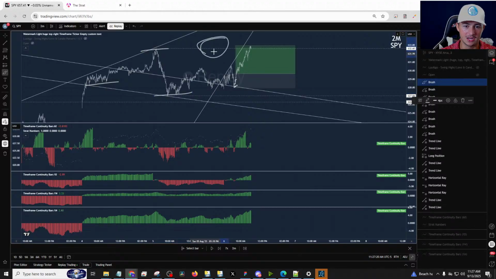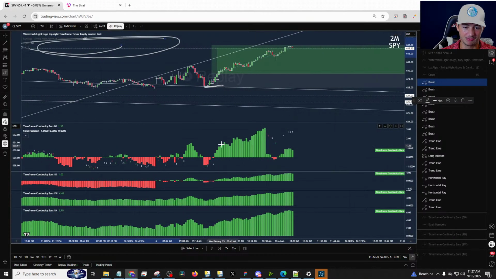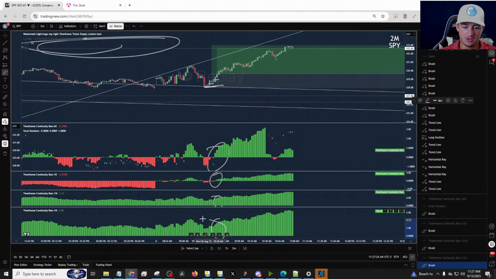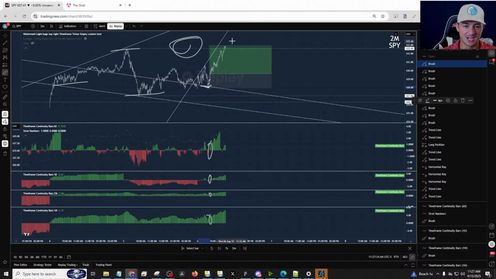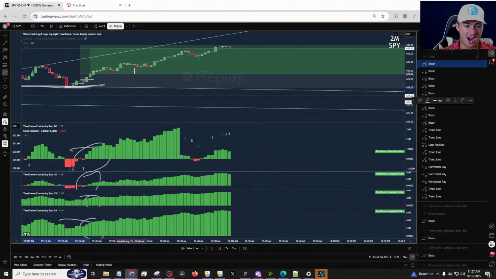Where's it going to go? New highs. Do we have full evidence? Right here we do. Continuity changed. Full time frame continuity up right here off the bottom of the broadening formation, which is very important. So all of it lines up and you have that buyer.